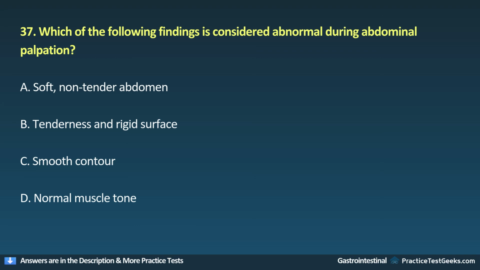37. Which of the following findings is considered abnormal during abdominal palpation? A. Soft, non-tender abdomen. B. Tenderness and rigid surface. C. Smooth contour. D. Normal muscle tone.